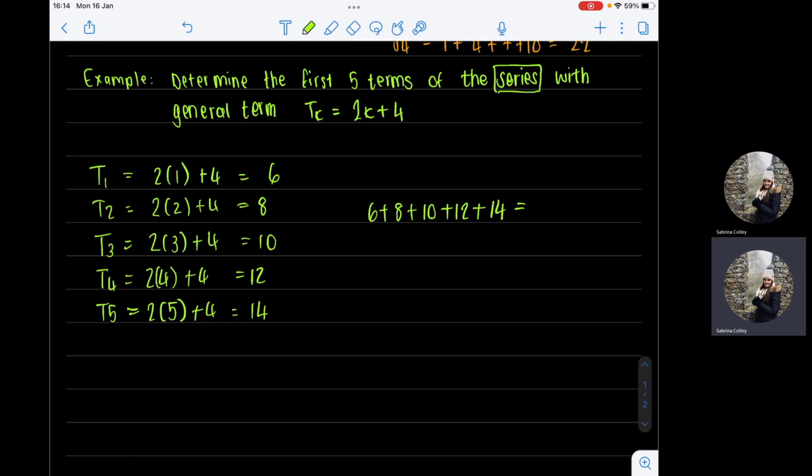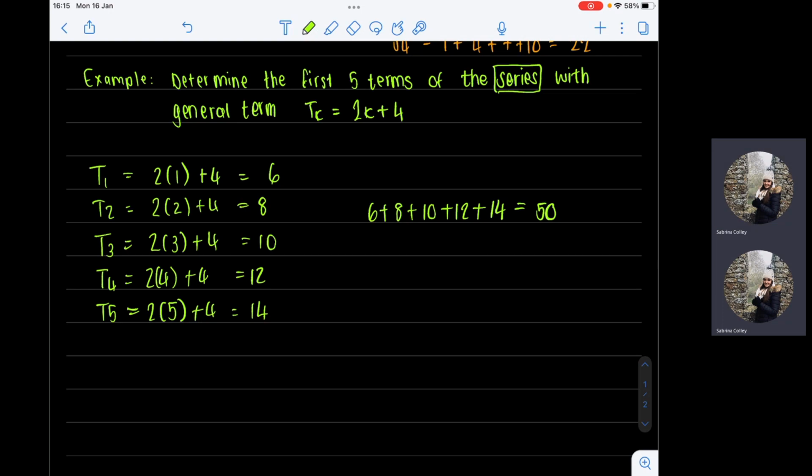Sorry, I'm just getting my calculator. I put that into my calculator: 6 plus 8 plus 10 plus 12 plus 14. That would give me 50. Okay, so that would be my answer. Now, it's all fine to do the first 5 terms like this. But what if you get to a place where they want the sum of the first 20 terms or the first 40 terms, right? Then it becomes a bit difficult if you keep doing it like this.